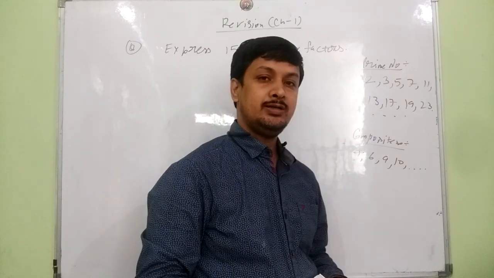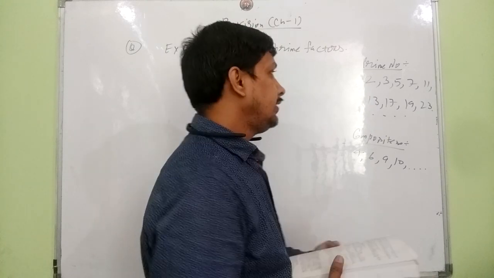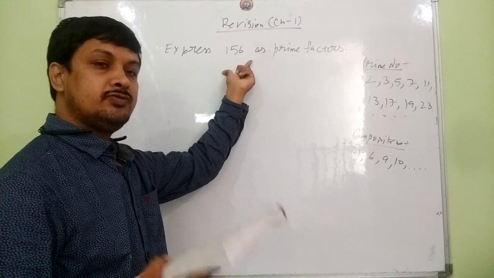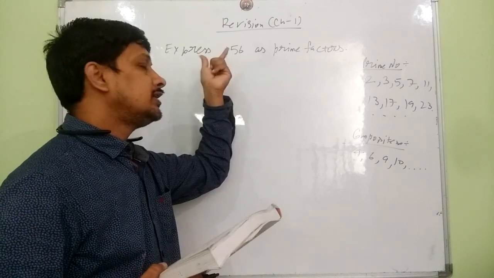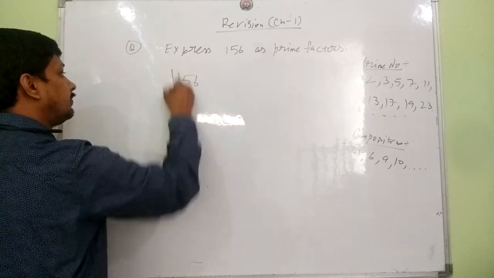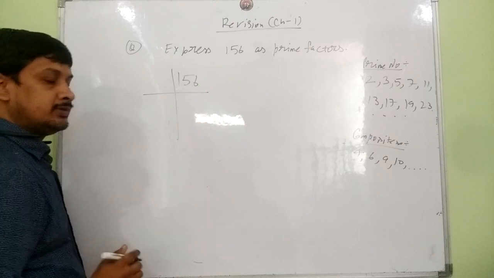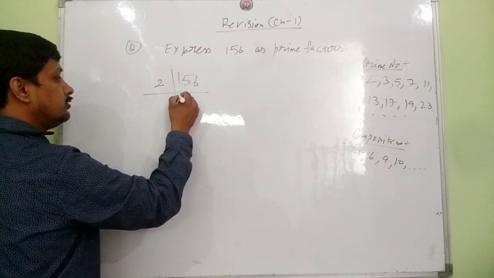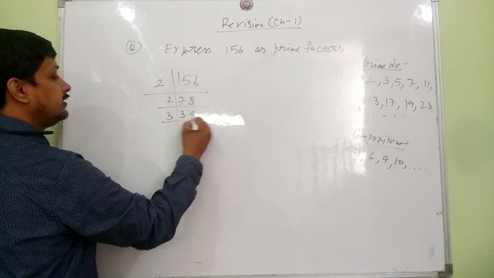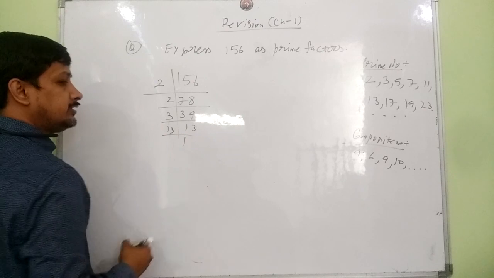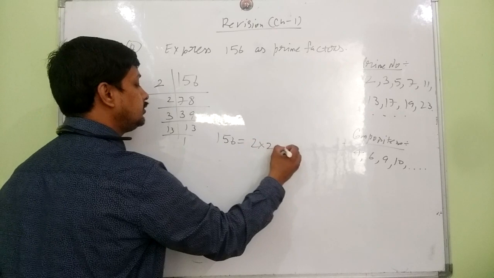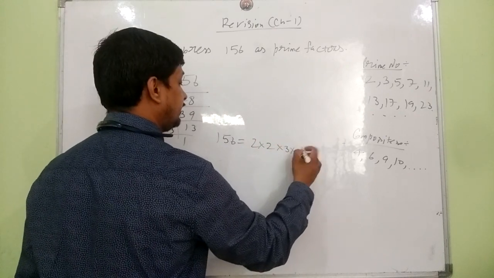Which type of number is 1? Neither prime nor composite. So we have to factorize. We have to just do its prime factorization, means we will only take the factors which are prime. For this, you know what you will do. It is an even number, so it will be divisible by 2. 2 sevens are 14, 2 ones are 16, 2 threes are 6, 2 nines are 18, 3 ones are 3, 3 threes are 9, and 3 tens are 30. So this is the prime factorization of 156, that is 2 into 2 into 3 into 13.